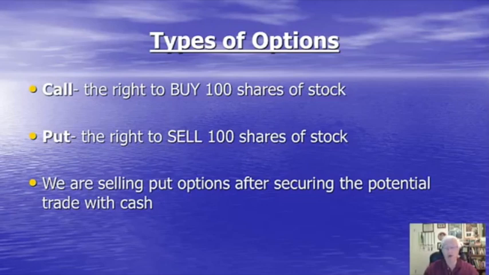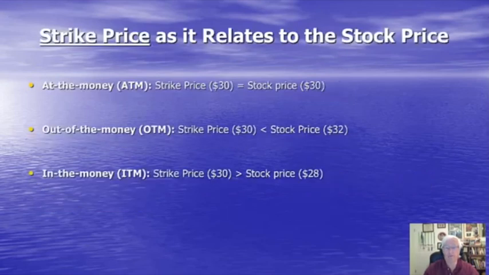It gives the holder the right to sell 100 shares per contract at the strike price by the expiration date. So what we're doing is we're selling these put options after securing the potential trade by placing cash into our brokerage account.